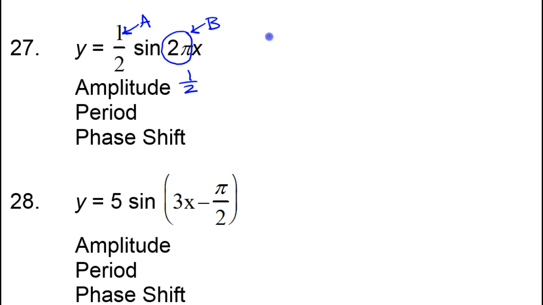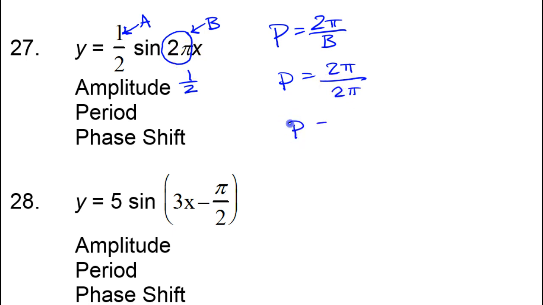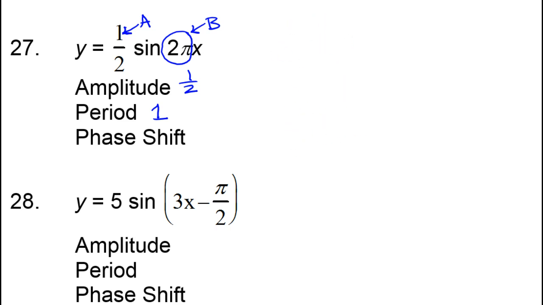Now that will indirectly give us the period, again, because the period is always 2 pi divided by the B value. So the period is going to be 2 pi divided by 2 pi. So the period is going to be 1 radian, not pi, 1. And there is no phase shift. Nothing's being added or subtracted on the end. So this should be enough for us to do the graph. Okay, phase shift, none.